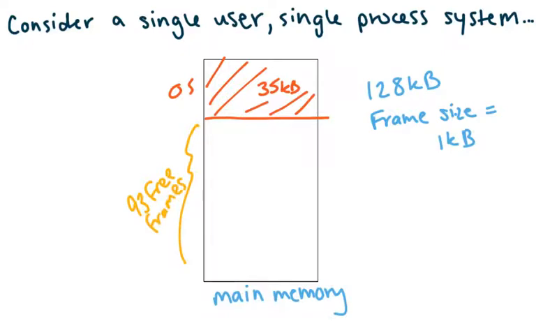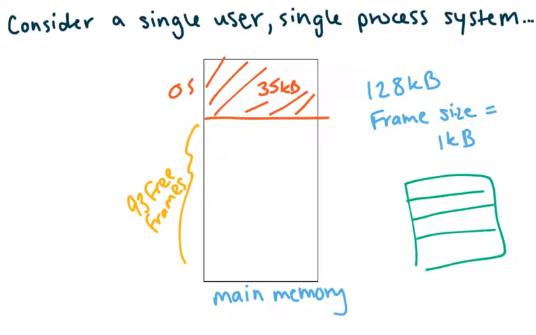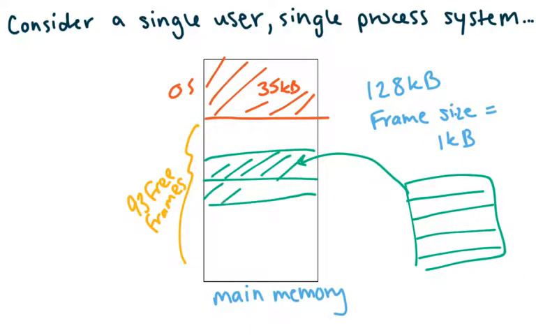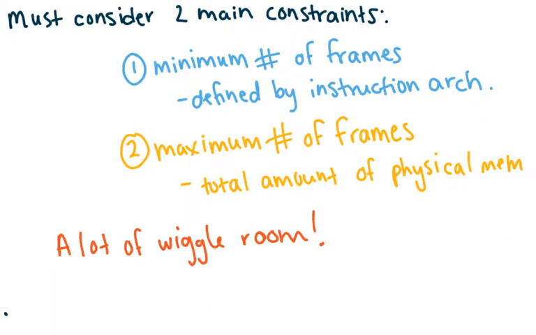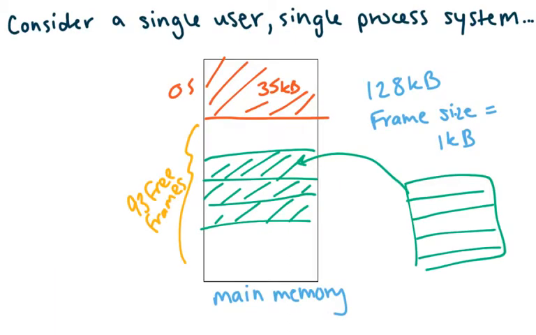Now if that single user creates a process, say they spawn a process, it's also going to be divided into pages, and it can put its pages anywhere. Wherever it finds a free frame, it can just go ahead and use it up. This is perfectly fine when you have a single user, single process, but you're not going to have that.